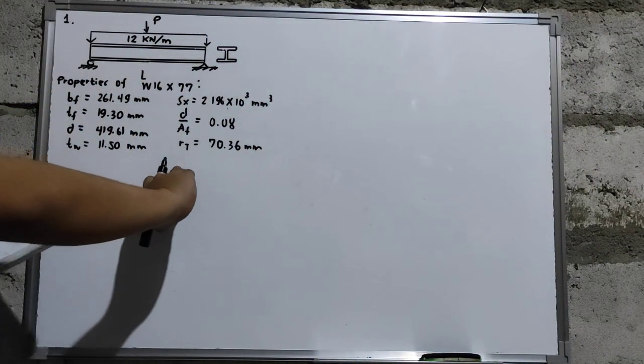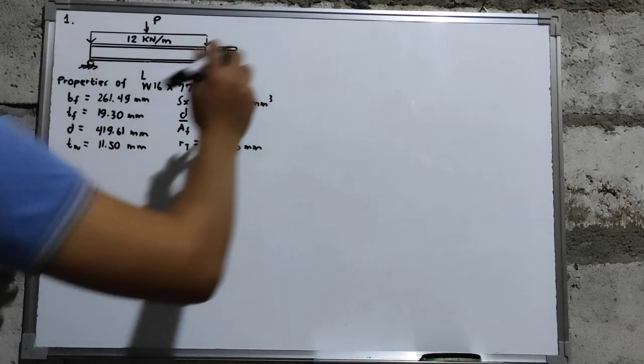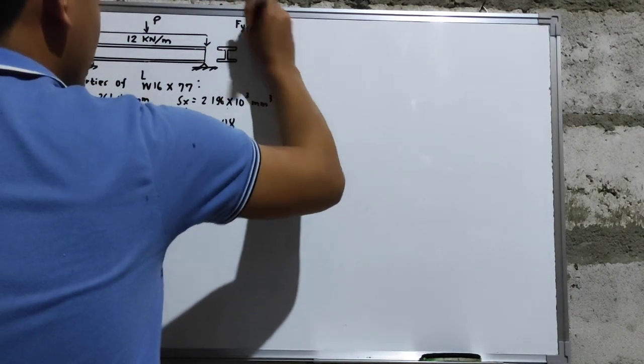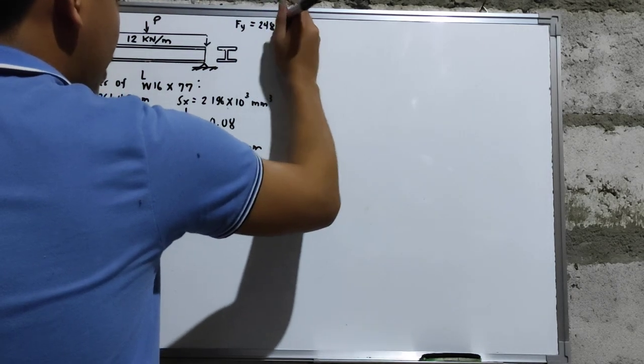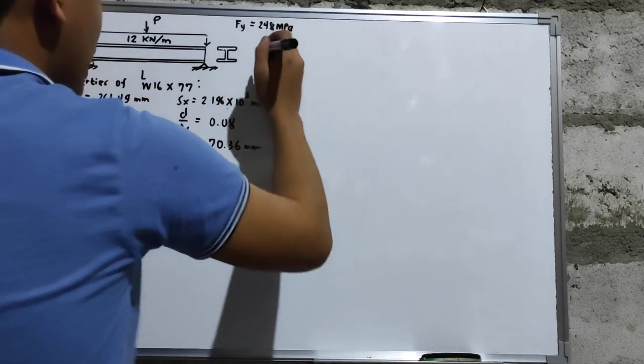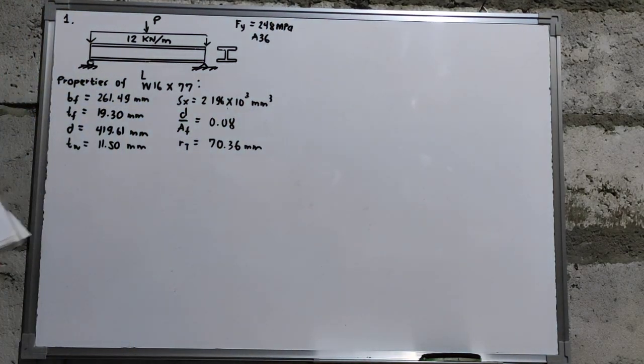So, these are the properties of the W16 by 77, which can be found in the ASEP Steel Handbook. The value of our Fy is equal to 248 megapascal. Therefore, what we will use here is still 836.